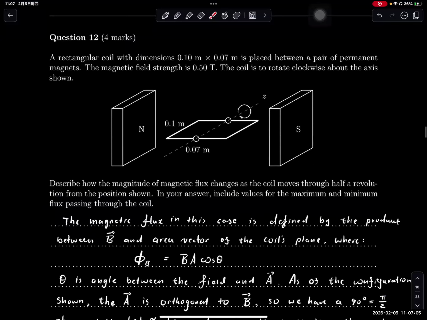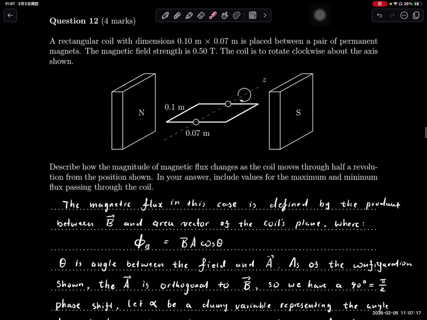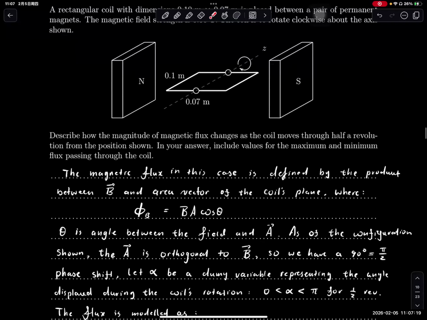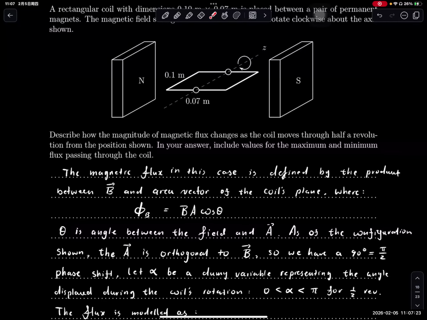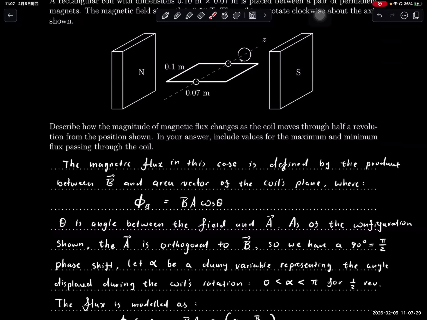In terms of question 12, we have a rectangular coil with dimensions 0.1 and 0.07 placed into a pair of permanent magnets. The field strength is 0.5 Tesla. The coil is able to rotate clockwise about the axis as shown. Describe how the magnitude of the magnetic flux changes as the coil moves through half of a revolution from its position right now. In your answer, include a value of maximum and minimum flux passing through the coil.